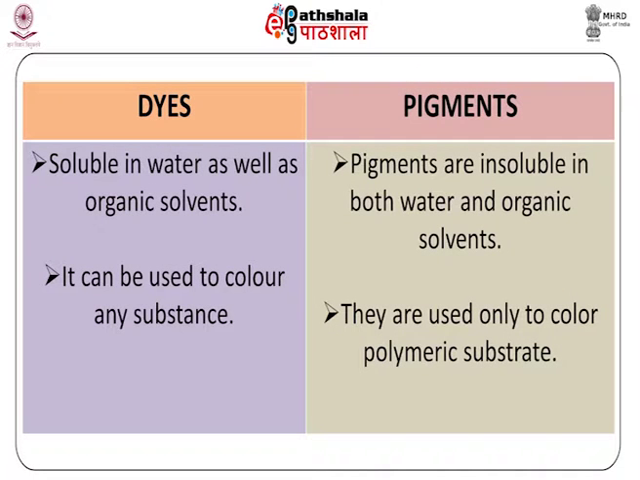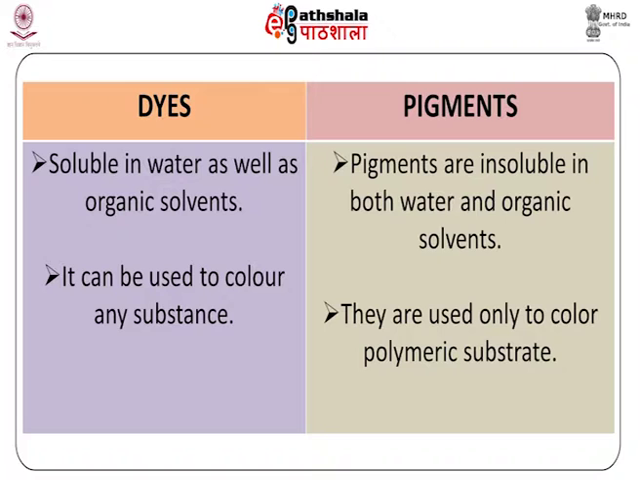In respect to their solubility, organic colorants fall into two classes, that is, dyes and pigments. The difference between the dyes and the pigments is that dyes are soluble in water and are also soluble in organic solvents. On the other hand, pigments are usually insoluble in both.